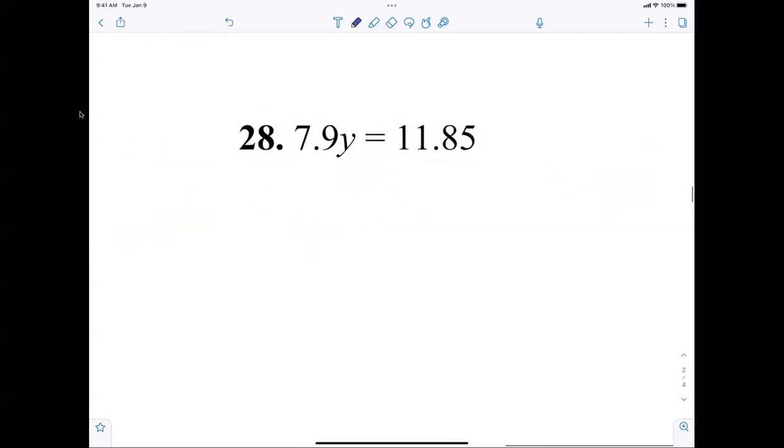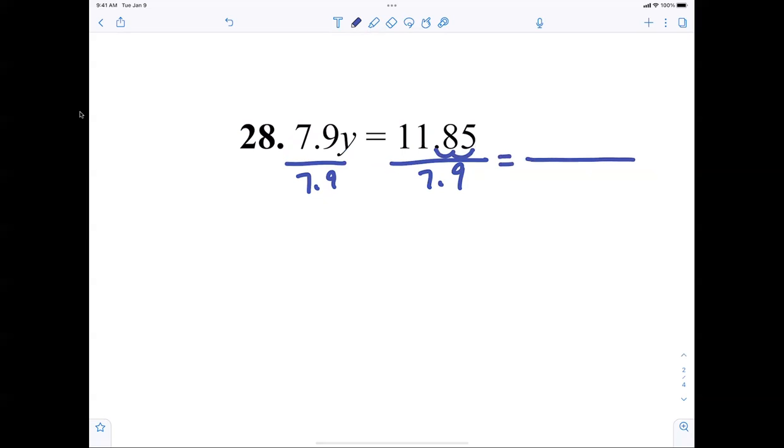This is another really good problem. Super annoying problem. But hopefully it could be obvious. So what do I have to divide by? 7.9. So I'm going to do 7.9. Now, really, I don't want to move the decimal once. I need to move the decimal how many times? Twice. So when I move it twice, the top number is what? 1,185. And the bottom number is 790.